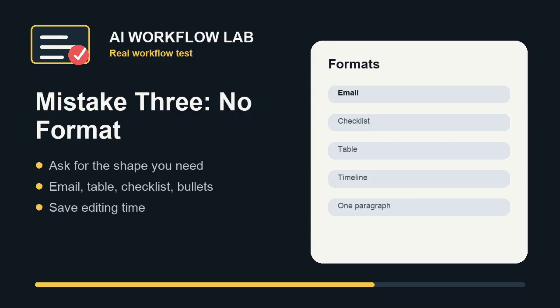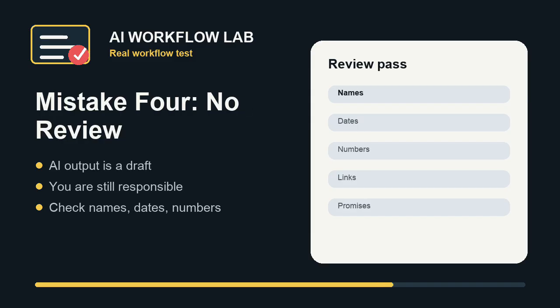Mistake 4 is sending the output without review. AI output is a draft. You are still responsible for what gets sent. Before you use it, check names, dates, numbers, links, promises, and anything that could create a misunderstanding. A 30-second review can prevent an awkward mistake.